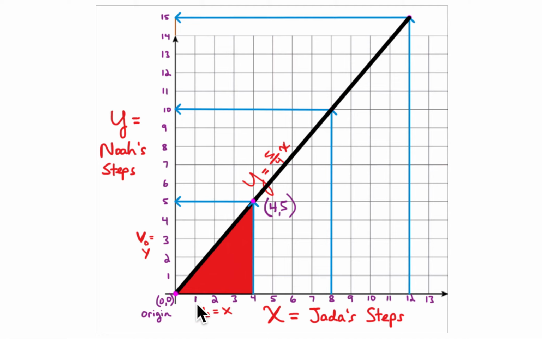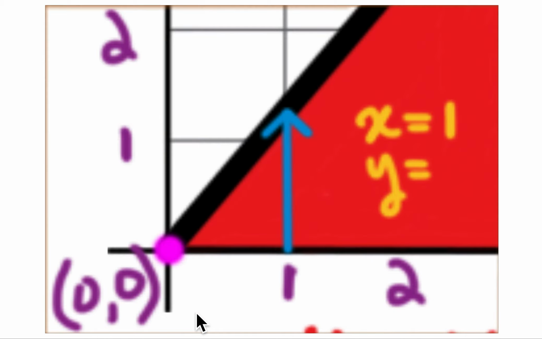So now let's zoom in at 1 unit. So let's talk about the unit rate. That's the constant of proportionality at 1 unit along the x-axis. So if Jada takes a single step, how many steps does Noah have to take to cover that same distance that Jada takes in that one step? So you go up to here, and Noah has to take more than 1 step. And how much more? He has to take 1/4 of a step more to get out the same distance that Jada took in her single step.